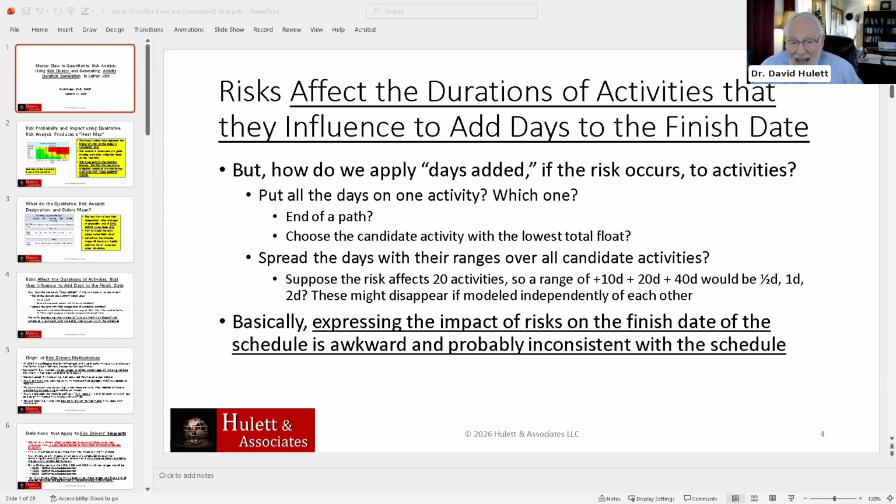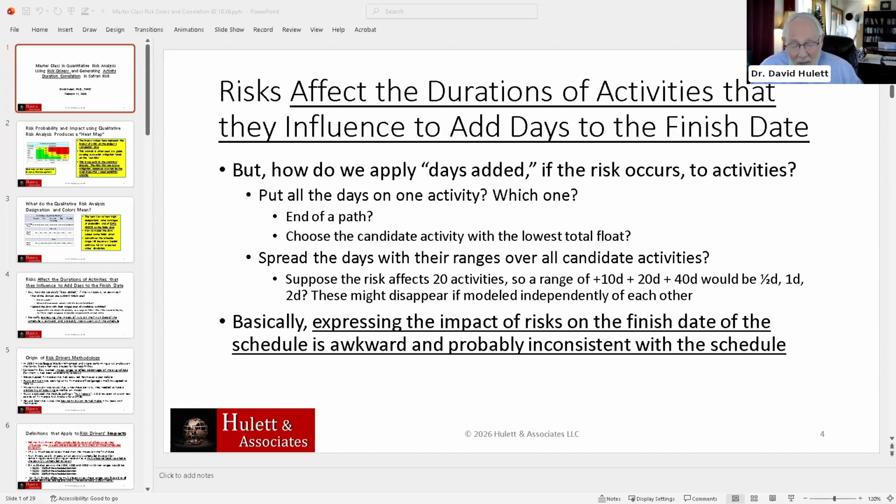And if you're using days added, which is a very common approach, then you have to figure out how to split those days into the impact on the various activities that it's supposed to affect. And Safran has options for this if you want to do it that way. But as I say, if you spread them out like butter on a piece of toast, the ranges will be low, and the information would be almost lost because those are very, very tiny numbers. So basically, expressing the impact of the risk on the finish date of the schedule is just awkward.